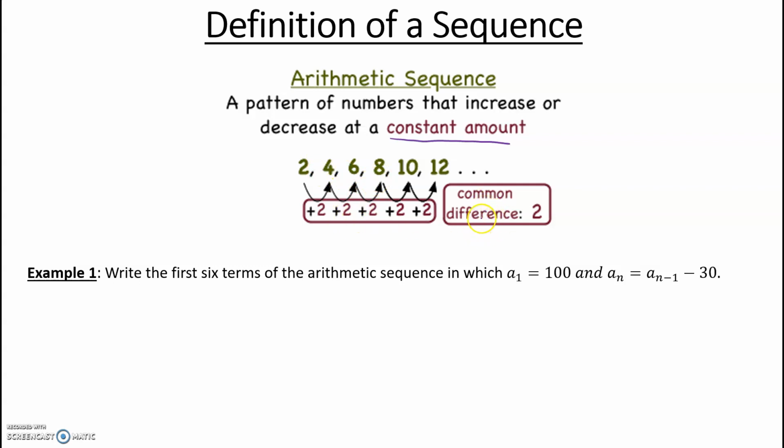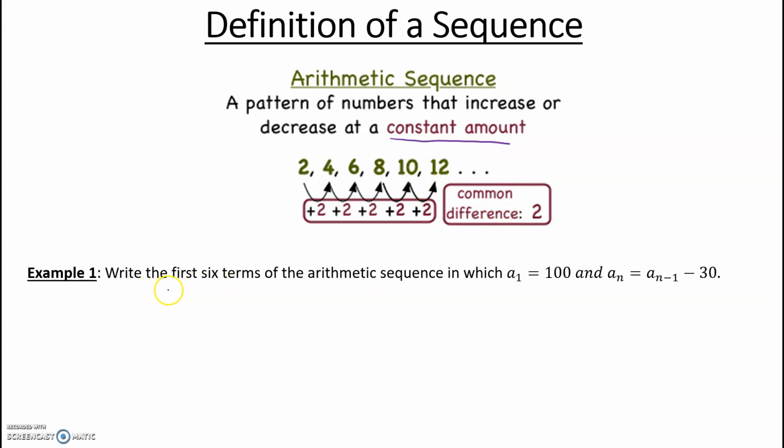I know difference, you think subtraction. But the common difference between those two numbers is 2. 4 minus 2 gets me 2. 6 minus 4 gets me 2. 8. That's why they call it a common difference. So it's what you're adding each time, or in some cases subtracting each time.